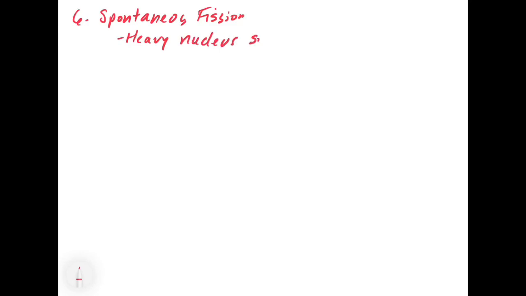So now the sixth one is spontaneous fission. Spontaneous fission is an interesting one because this is probably the most important decay mode in terms of things like nuclear fission for nuclear reactors. So in this case, what we do is a heavy nucleus splits into two lighter nuclei.